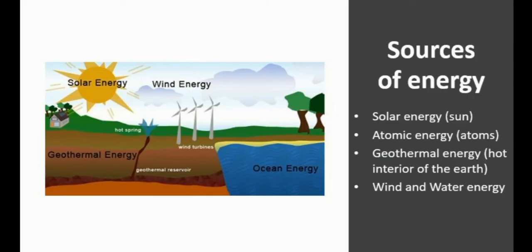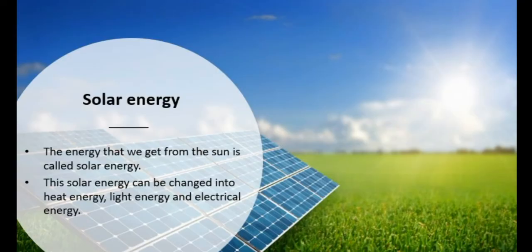Now let's learn some sources of energy. The main source of energy is the sun, and some other sources of energy are the energy we get from the atom or the hot interior of the earth, and also wind and water energy. Let's learn them individually. First is solar energy. The energy that we get from the sun is called solar energy. This solar energy can be changed into heat energy, light energy, or electrical energy.